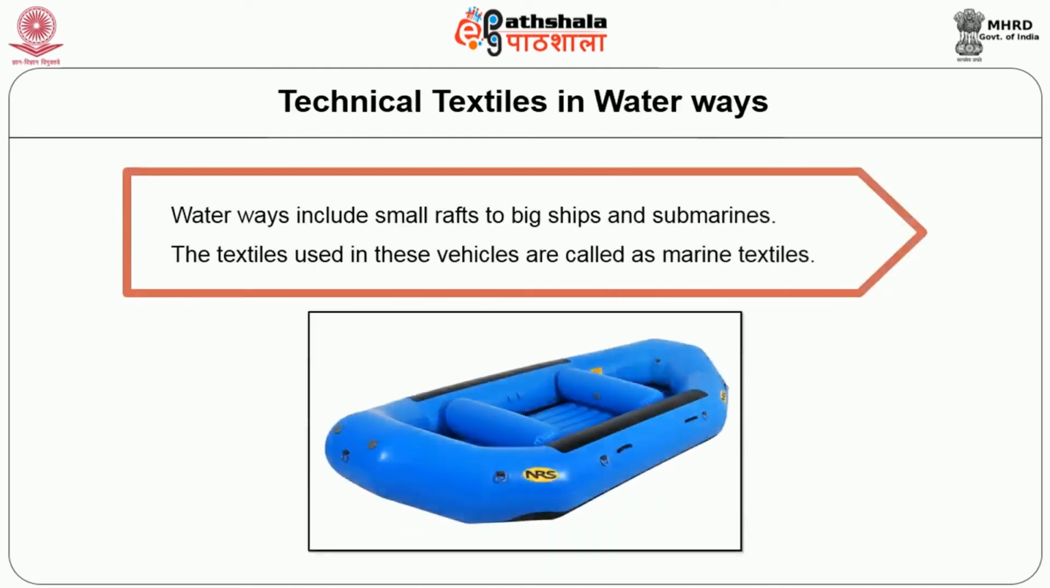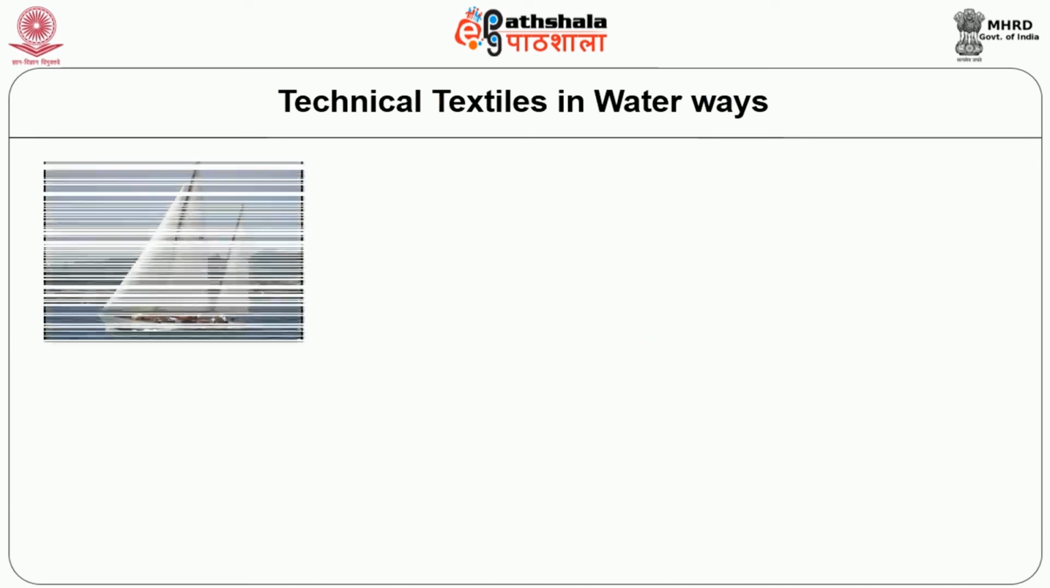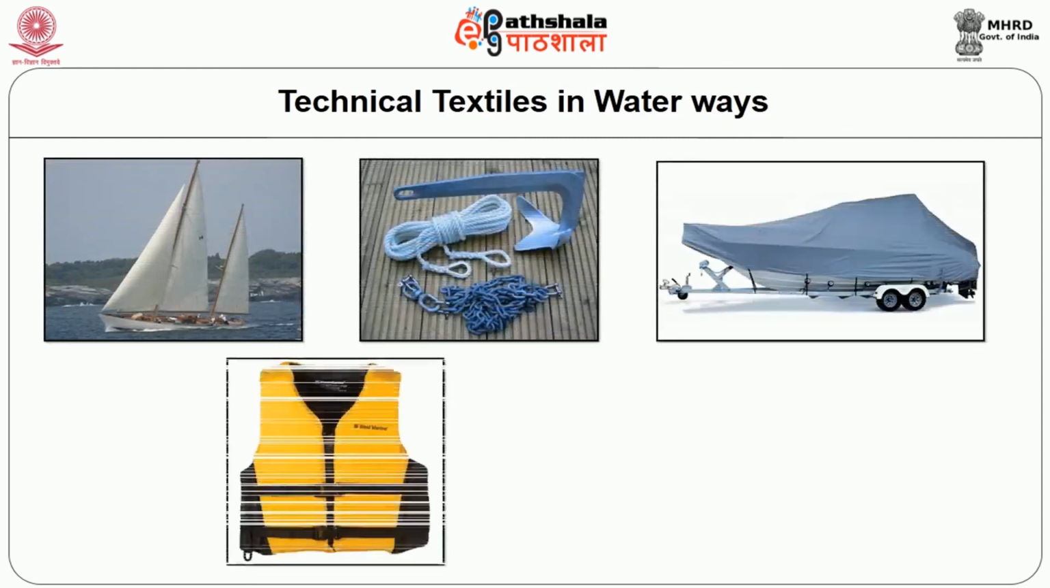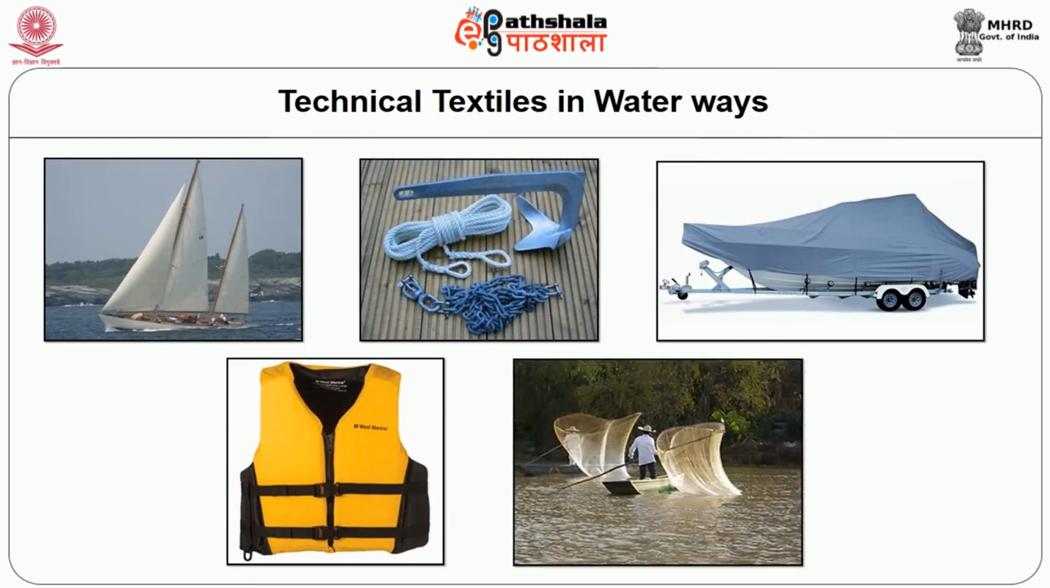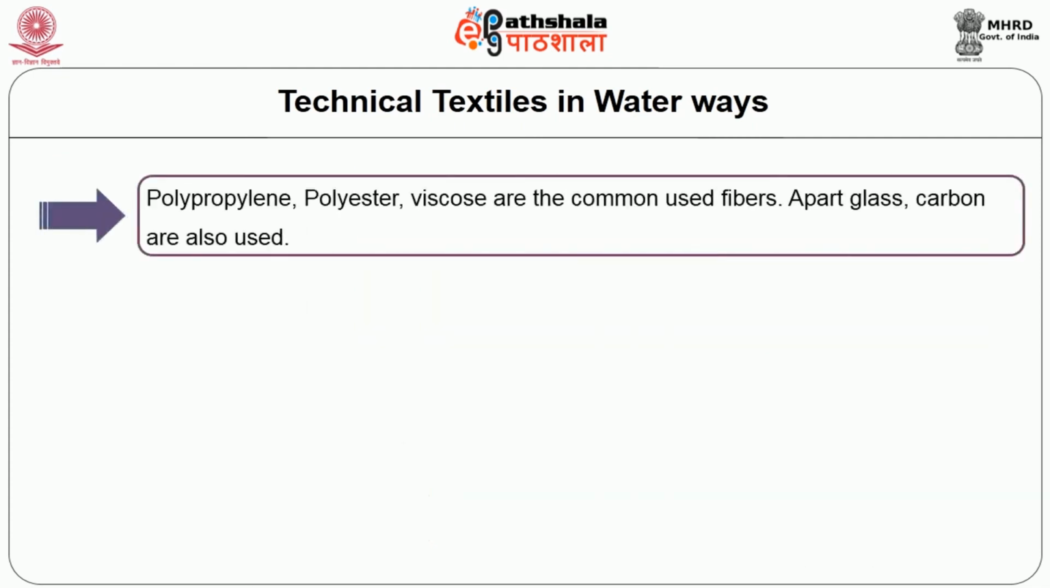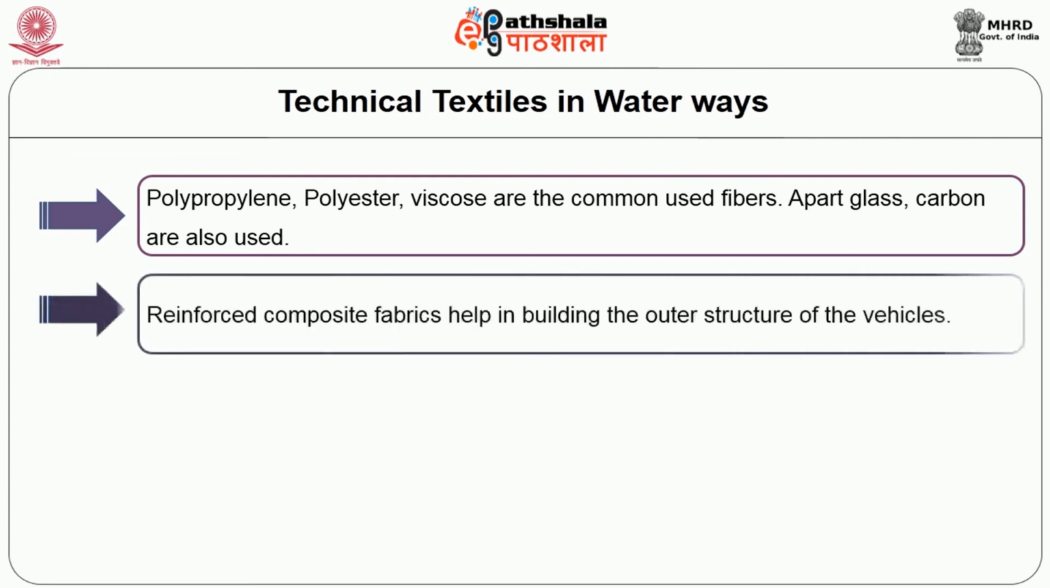Now we shall see the technical textiles in waterways. Waterways include small crafts to big ships and submarines. The textiles used in these vehicles are called marine textiles. The most common textiles seen in waterways are sailcloth, tie-up and anchor rope, boat covers, life jackets, suits, nets, headliners, composites and decorative floorings and furnishings. Polypropylene, polyester, viscose are the common fibers used. Apart from these, glass and carbon are also used.